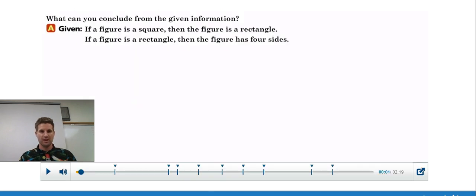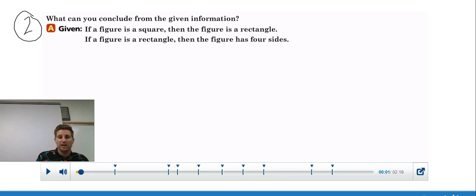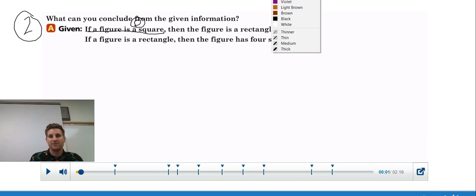Okay, number 2, we're going to write this one down. If a figure is a square, then the figure is a rectangle. If the figure is a rectangle, then the figure has 4 sides. What I like to do is give these letters P, Q, and R. The first statement, the figure is a square, I'm going to write as P. Next, the figure is a rectangle. So if it's a square, then it's a rectangle. This is going to be my Q.